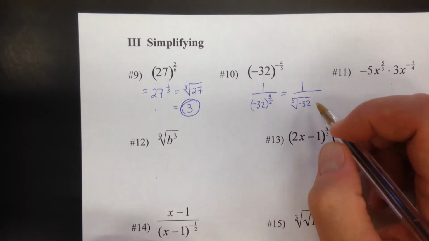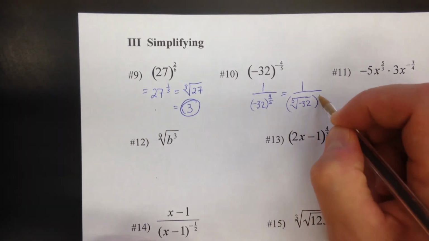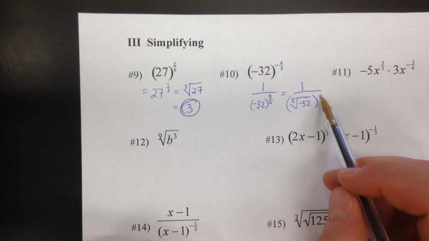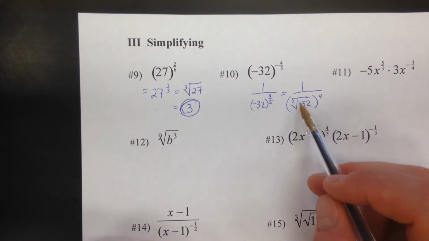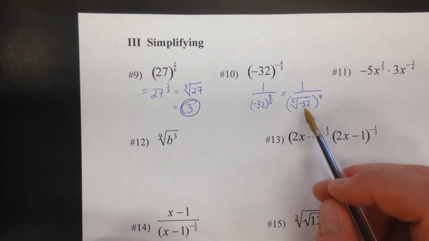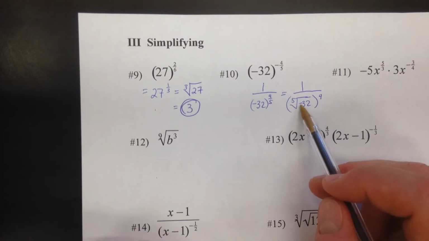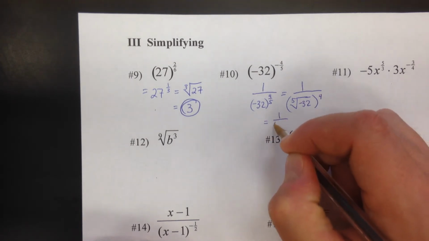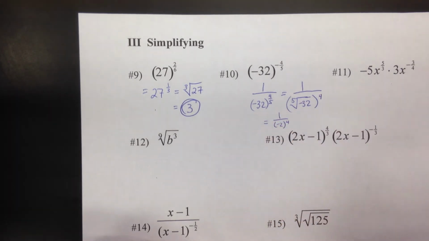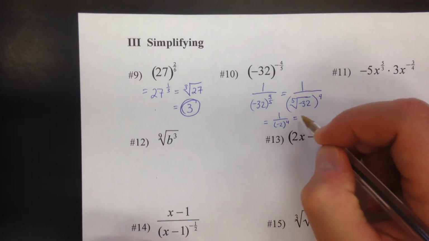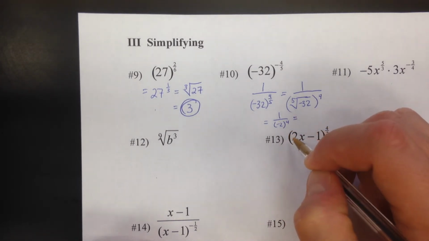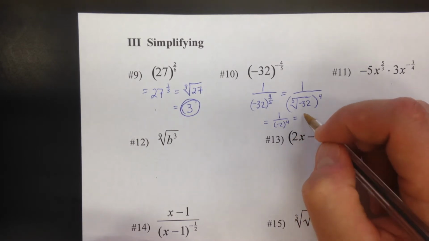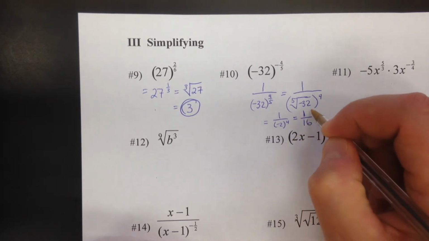Now this is where it's an advantage to put that exponent 4 outside parentheses. The 5th root of negative 32, that's actually a perfect 5th. It would be negative 2. So what we get is 1 over negative 2 to the 4th power. Now negative 2 to the 4th is 16. That's negative 2 times negative 2 times negative 2 times negative 2. So we get 1 over 16.